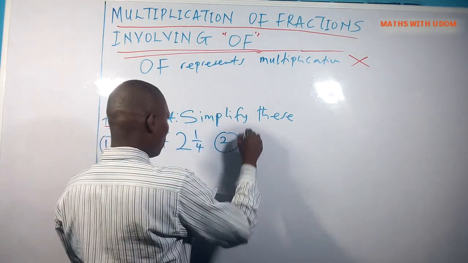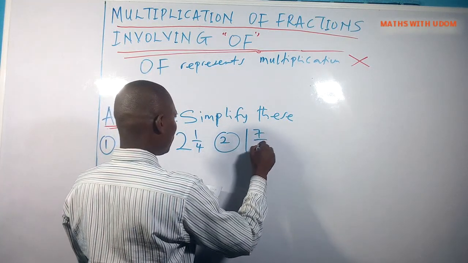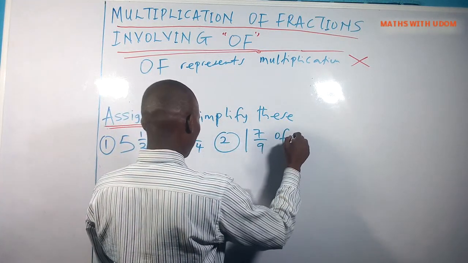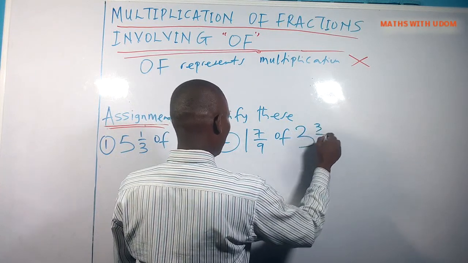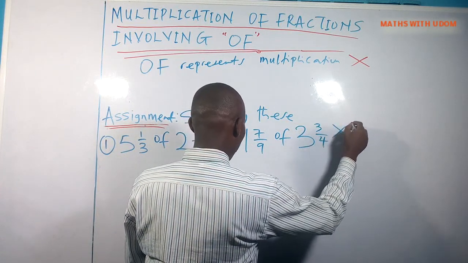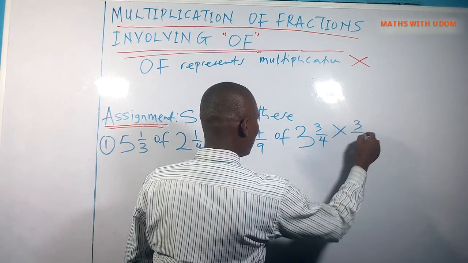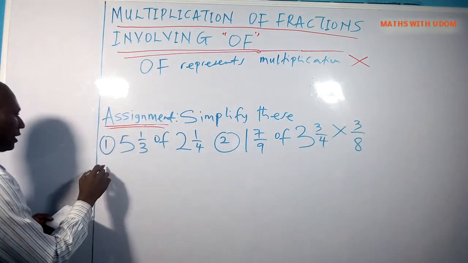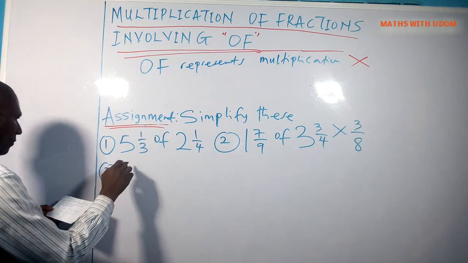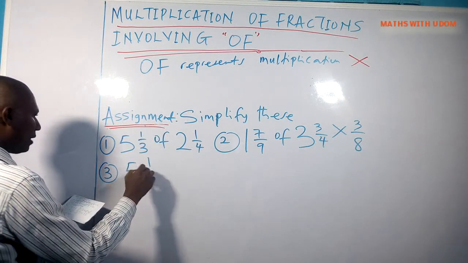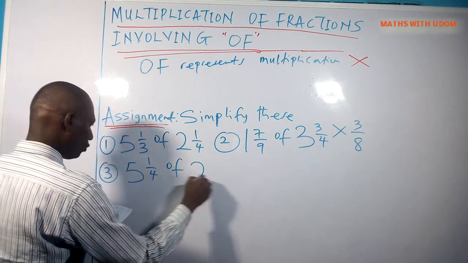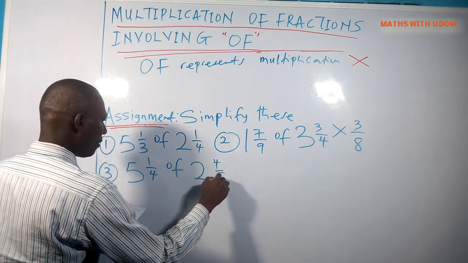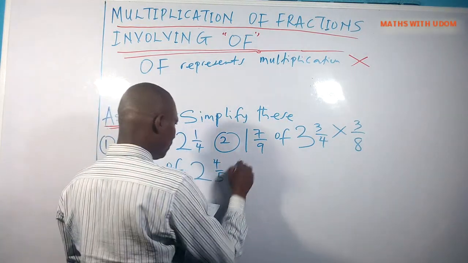Number 2, 1 whole number 7/9 of 3 whole number 3/4 times 3/8. Number 3, 5 whole number 1/4 of 2 whole number 4/5.